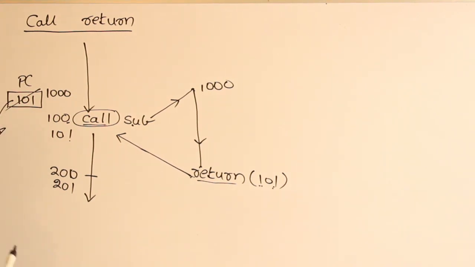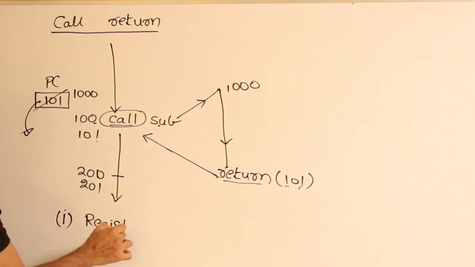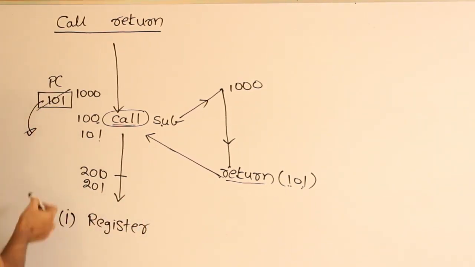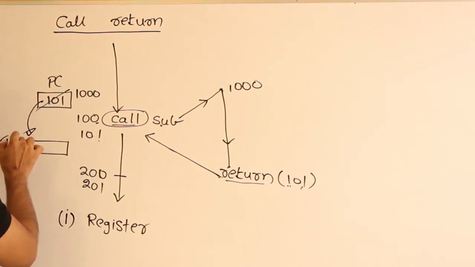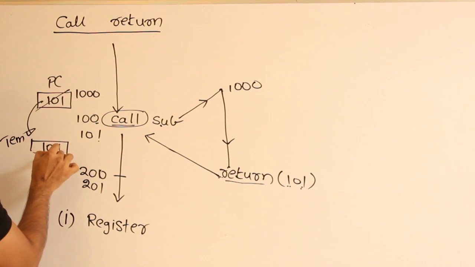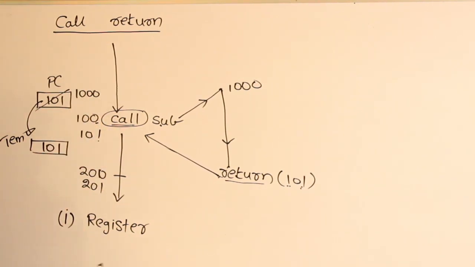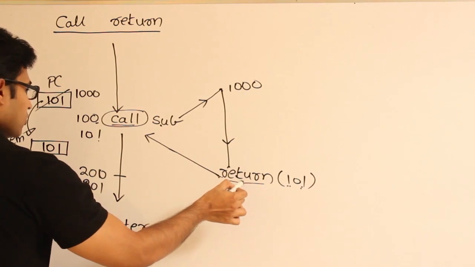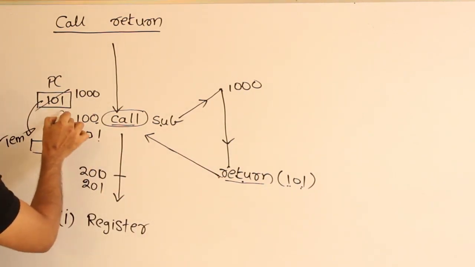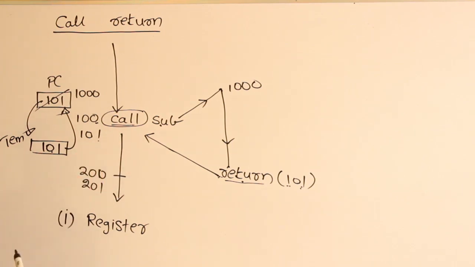And various strategies have been used and various ideas have been proposed since the invention of the computer. Some people say that you copy the contents, program counter 101, into some other register. Let us call that register some temporary register. You copy this first and then load the new address. Later when you execute return, it is going to load back this 101 into the program counter, and that is how you can continue your program.